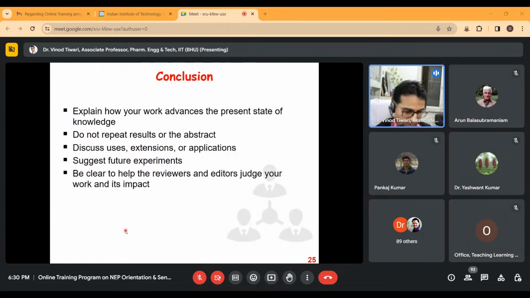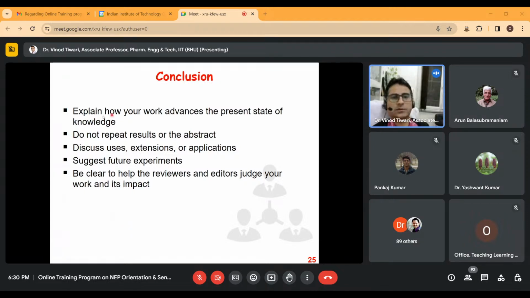Now in the conclusion part, it's very important how you are putting it in front of the audience, how your work has advanced the present state of knowledge in that particular field or domain. That you are supposed to discuss in the conclusion part. You should not repeat the results in the conclusion, because here you are just making a conclusion based on what you have found and what you have already discussed in the discussion section. You should not repeat the abstract even.